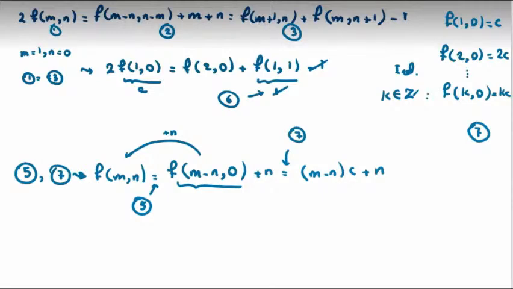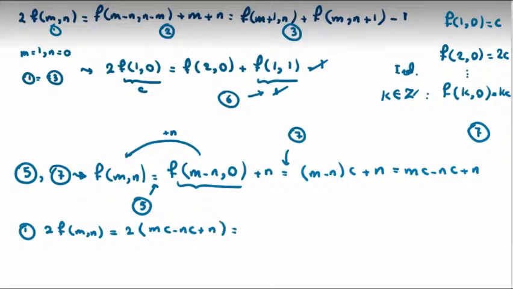So let's check our main equation. The first term is 2f(mn). We can write it as mc minus nc plus n. So it will be 2 times (mc minus nc plus n), which we should multiply by 2. It will be 2mc minus 2nc plus 2n.